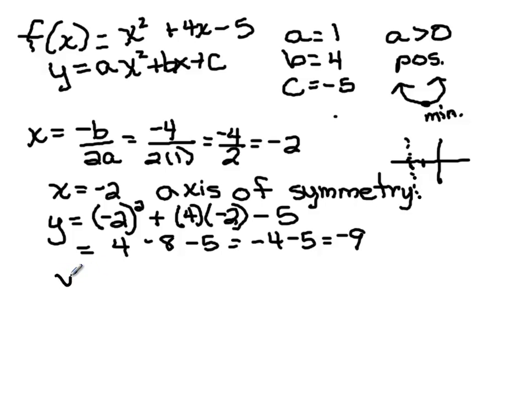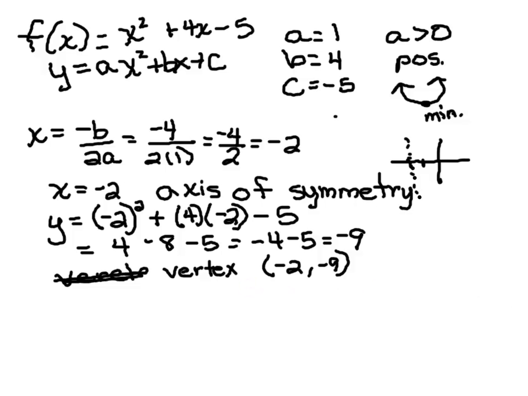And then this gives me my vertex, and watch me, I can't even spell vertex today. Let's try that again. The vertex is going to be the point -2, -9. And I'll graph that here in just a minute after I get some additional information.